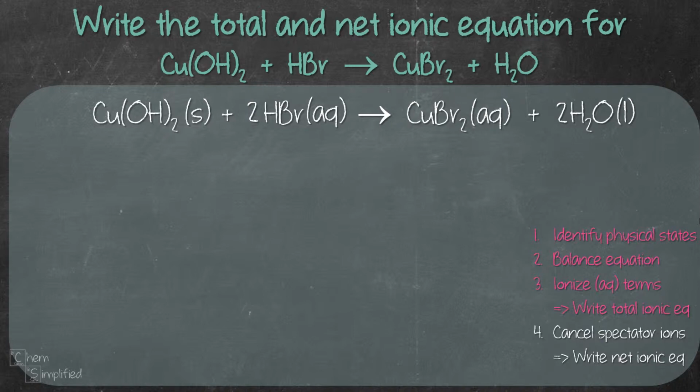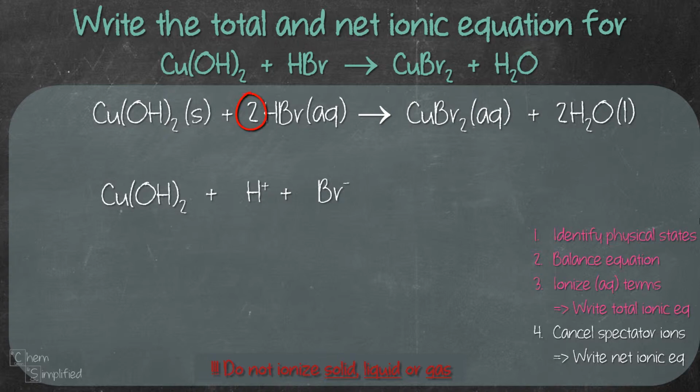That means we need to ionize the aqueous terms, breaking up the terms so that they become ions. Before we go on, it's important to note that we only do that for aqueous terms. We don't do that for solid, liquid, or gas. If you need a refresher on how to split ionic compounds into ions, I'll link the video here as well. So let's start with the first term, Cu(OH)2. It's a solid, so we're going to leave it be. We're just going to write it out as Cu(OH)2. Next is HBr. Since it's aqueous, that's going to split up into H plus and Br minus.